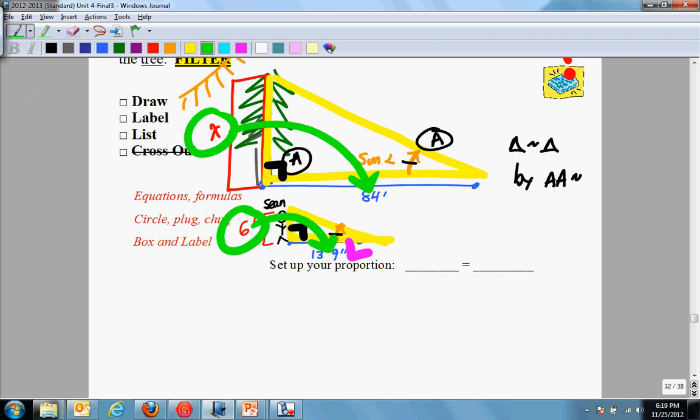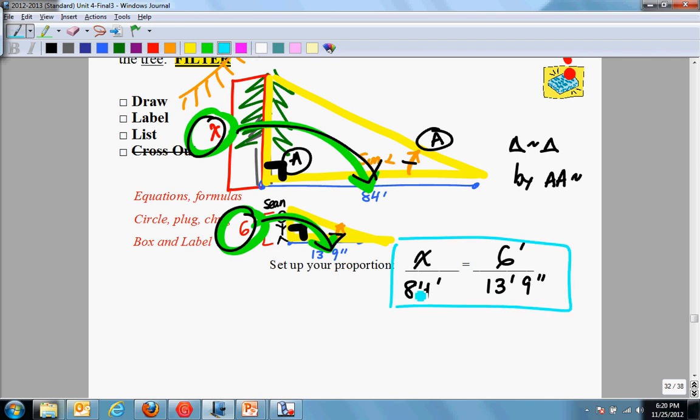Notice I'm drawing arrows for my proportions. The trick to this is whatever proportion you start with, you have to mirror. So I like to draw arrows to keep track of which direction I'm going. I'm going to use the second one, so I'm going to write out my proportion. So I'm going to go x over 84 feet. That's x over 84 feet equals 6 over 13 feet 9 inches.